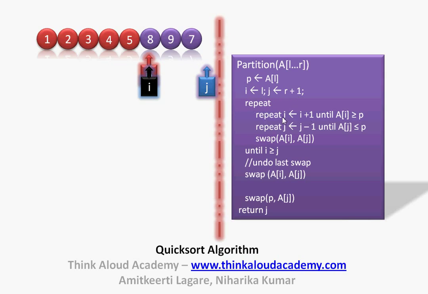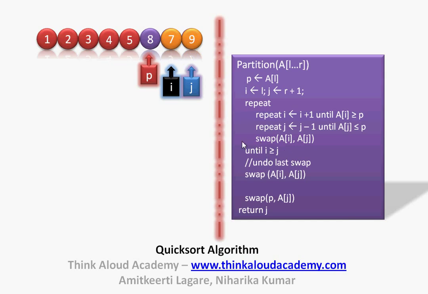So first step is I increments first, and then we check whether we have hit a condition where A of I is greater than pivot. Since A of I is greater than pivot, we cannot do anything but to stop I from incrementing, and j moves ahead. So first we decrement j, and then we check whether A of j is less than pivot. So is 7 less than pivot? We have actually hit a scenario where A of j is less than pivot, so j also stops decrementing, and then we swap the elements A of I and A of j. So we have swapped 9 and 7, and we have got 7 and 9.